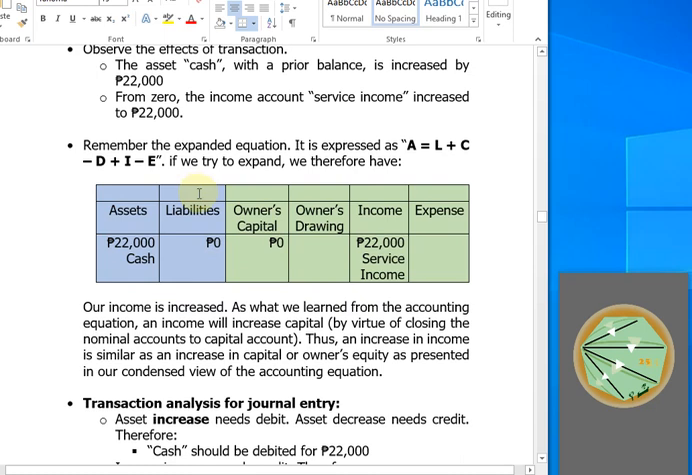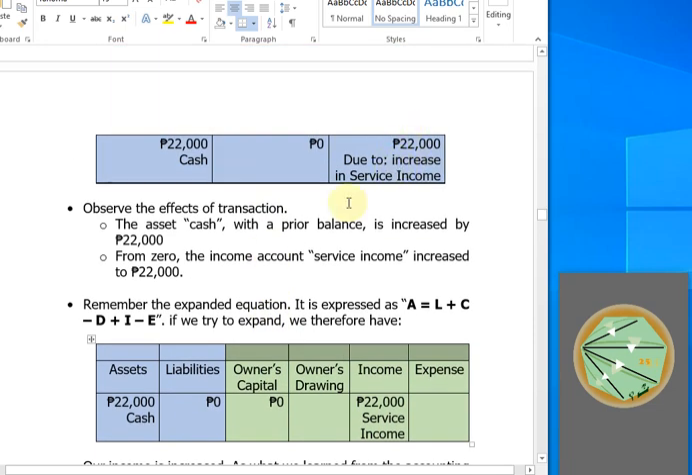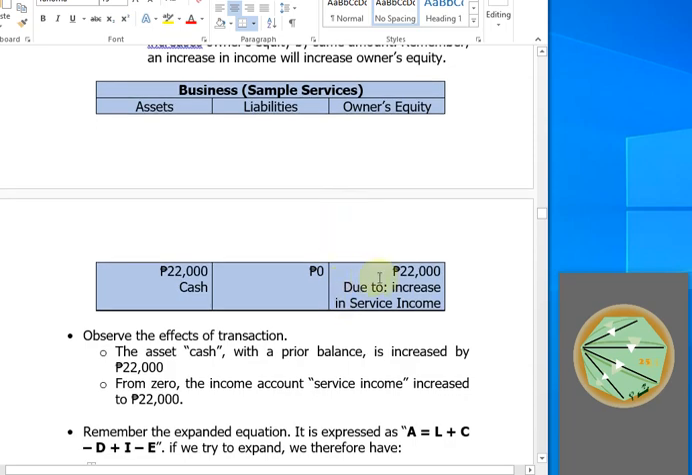If we have to present it in an expanded format, we have here the assets 22 increase by cash, and the income 22,000 also increased. Service income is the account title used. And as to overall owner's equity, again, this 22,000 increase in income is also an increase in owner's equity by the same amount of 22,000 as we have here.